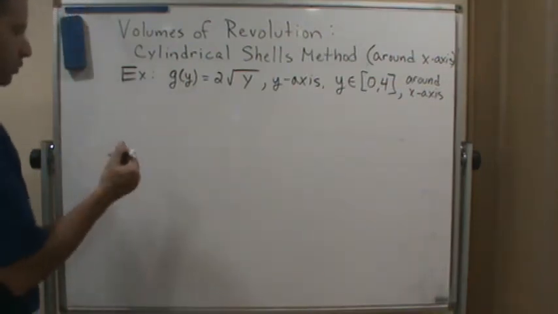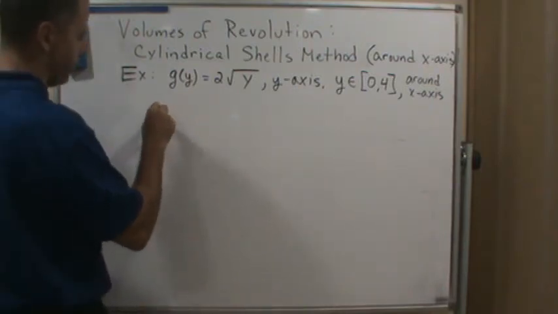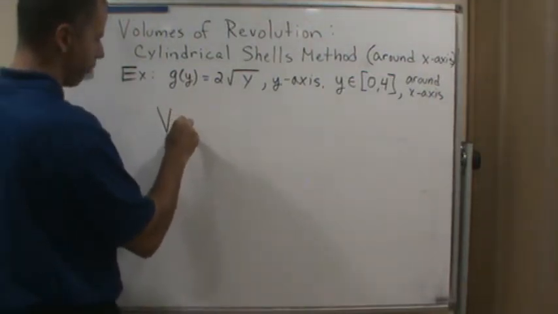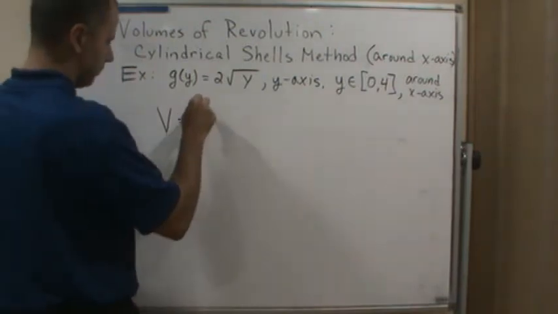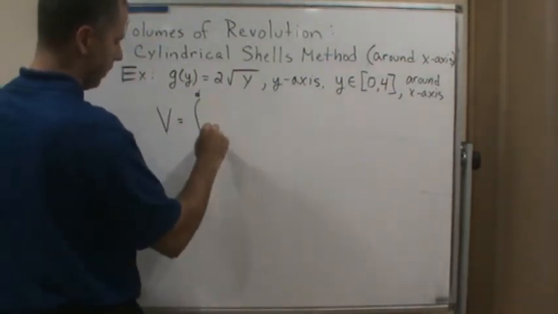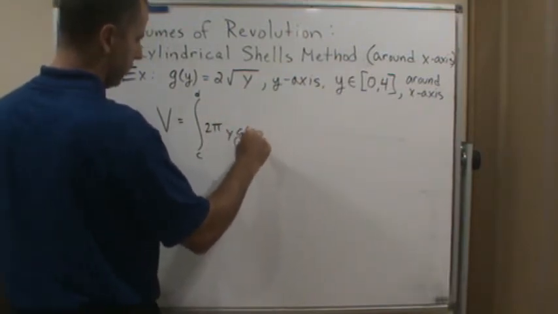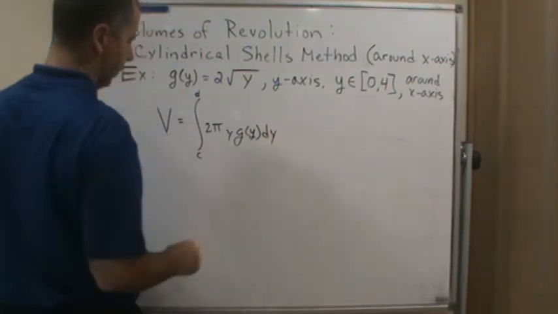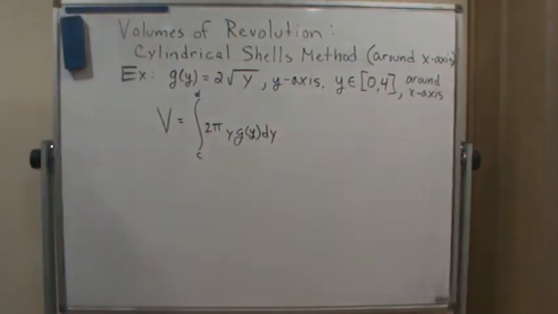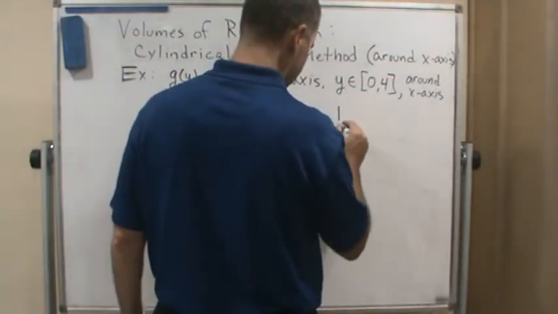So again, since we're using the cylindrical shell method, in this case we are going to find the volume by doing the integral from c to d of 2 pi y g of y dy. Okay, and so again, I would sketch the graph just so you know. So let's sketch the graph.